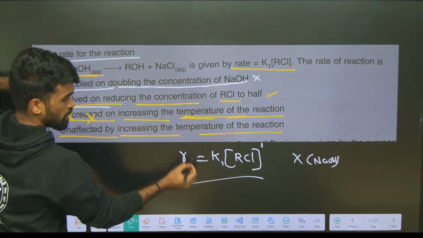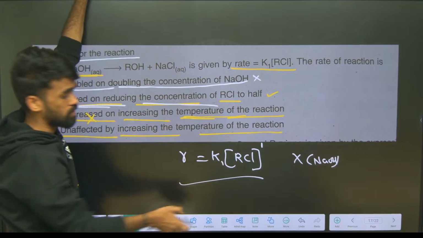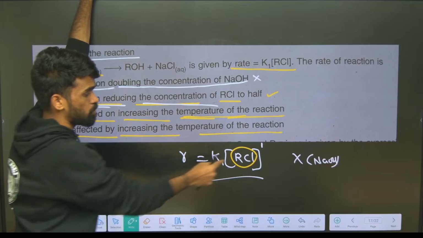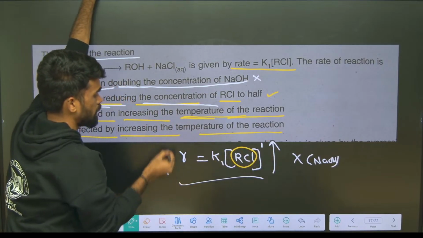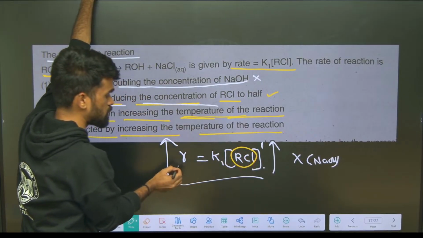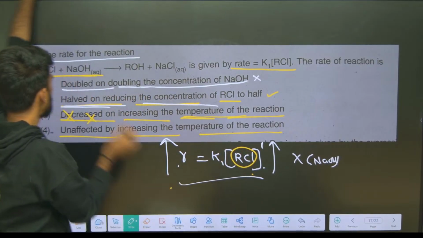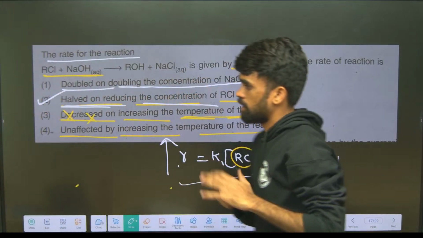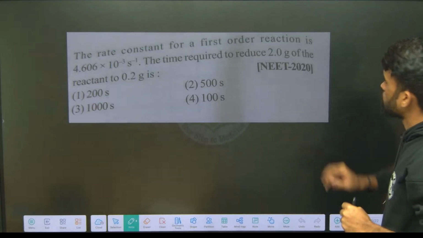The rate of reaction will be half if the concentration is also halved. The rate is directly proportional to the concentration of alkyl chloride RCl. If concentration increases, the rate also increases. Since the power is 1, if it is increased 2 times, the rate also increases 2 times. If it is decreased by half, the rate also decreases by half. Therefore, the suitable answer for this question is option number 2, right? Yeah.